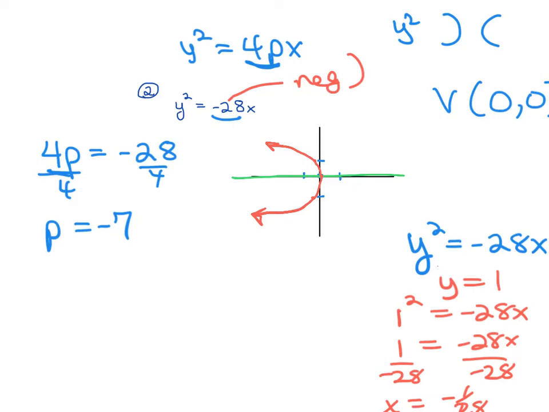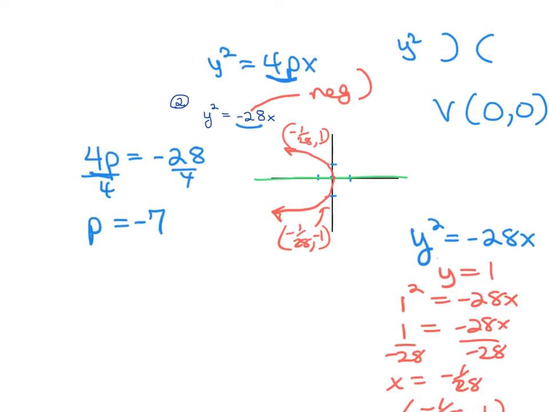Again, somewhere on your graph, label your point. So -1/28, comma 1. You really only need to find one other point. I could also do this one, which is this point here. Now I need to find my focus point.